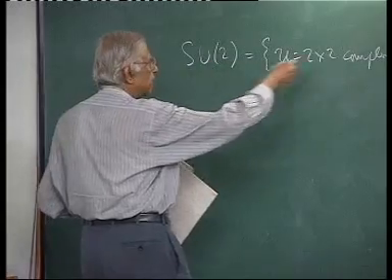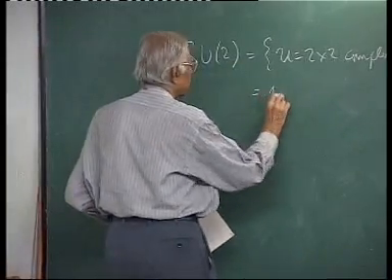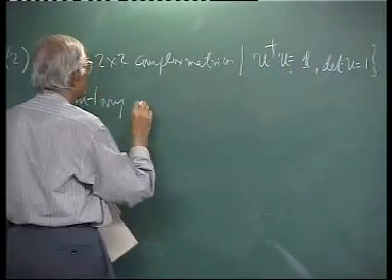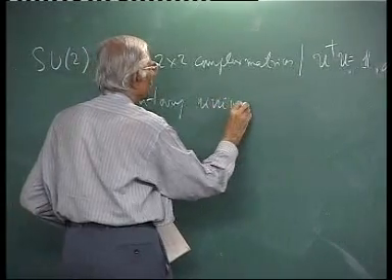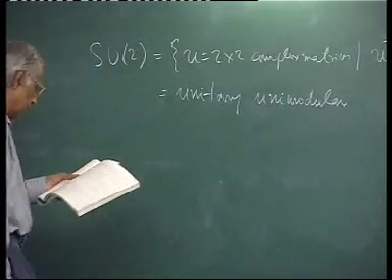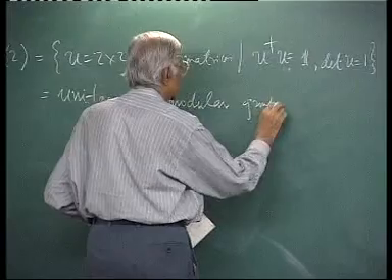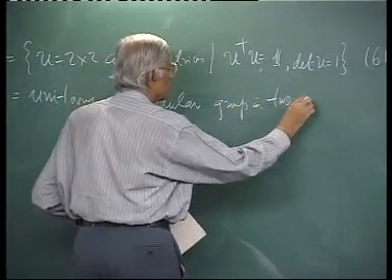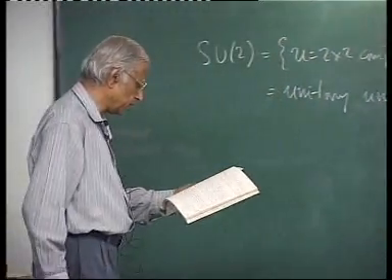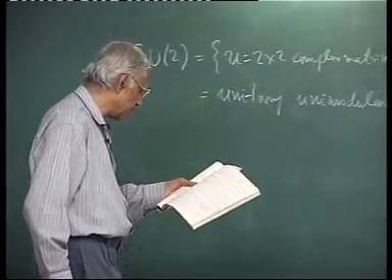So this is the defining representation of the SU2 group, and the name is unitary. That is because of this condition. Unimodular means determinant equal to 1. Unitary unimodular group in 2 dimensions. That's the full description of this group.